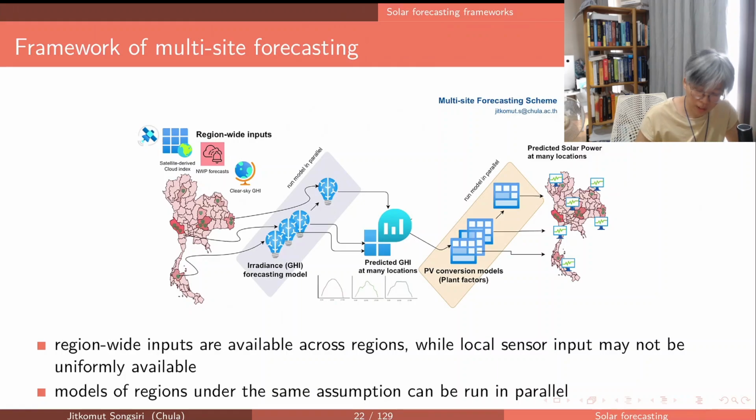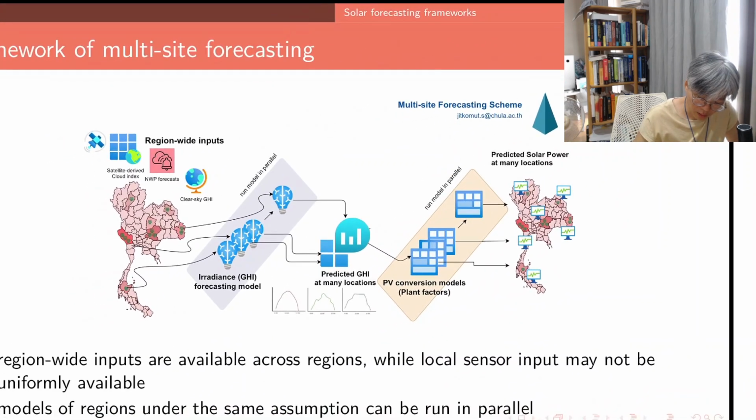For multi-site, if I am the owner of a solar farm company, I have solar farms in central Thailand, maybe 5 solar farms in central Thailand, and 10 farms in the eastern and northeastern parts that have a very high potential of producing solar power. Then how can I set up this system?